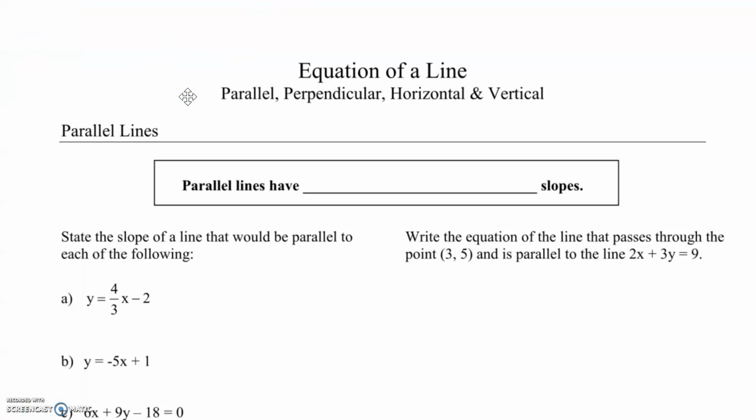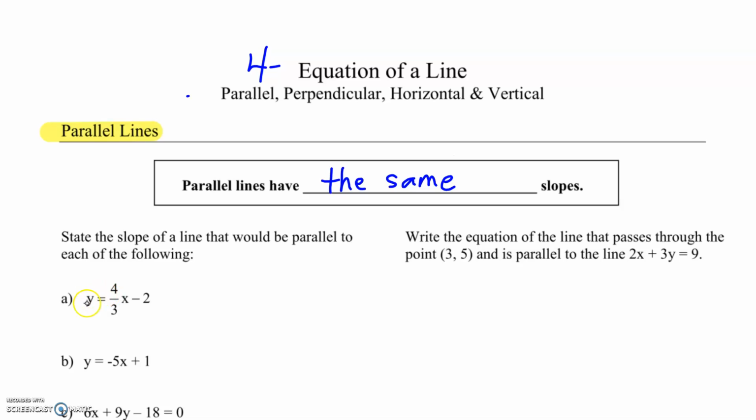Okay, this is lesson 4. We're looking at the equation of a line, but we're looking at special cases, so parallel, perpendicular, horizontal, and vertical lines. We're going to start with parallel lines. And what we know about parallel lines from last year is that parallel lines have the same slope. We're going to state the slope of a line that would be parallel to each of the following.